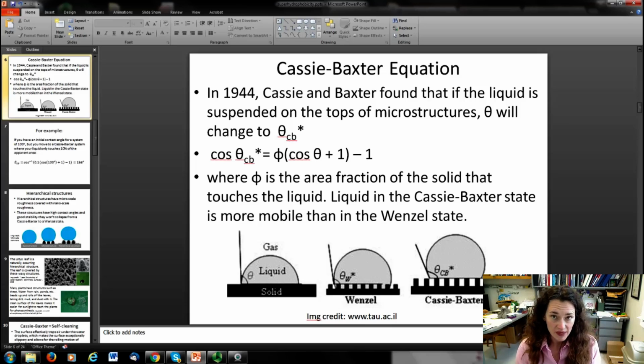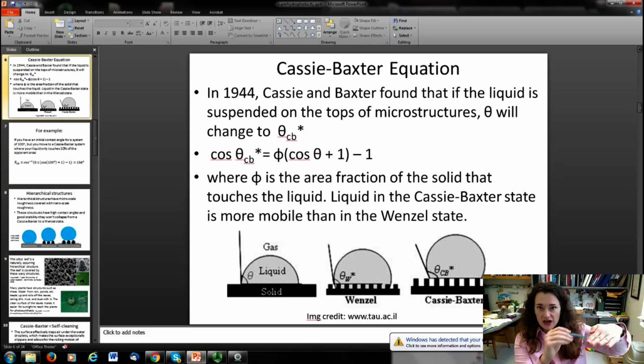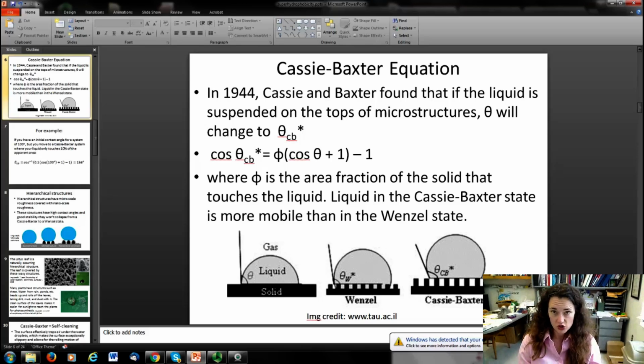So what we mean by that is that if you look at the little cartoon down here at the bottom, you can see that the water droplet is actually sitting on top of the pillars, and that in between the pillars, you kind of have just a suspension, right? It's sitting on air, in other words. It's resting on a little cushion of air that occurs in between the pillars. Okay, so phi is that area fraction of the solid that touches the liquid.